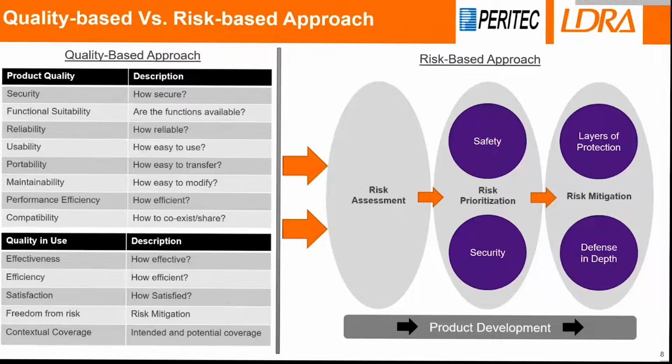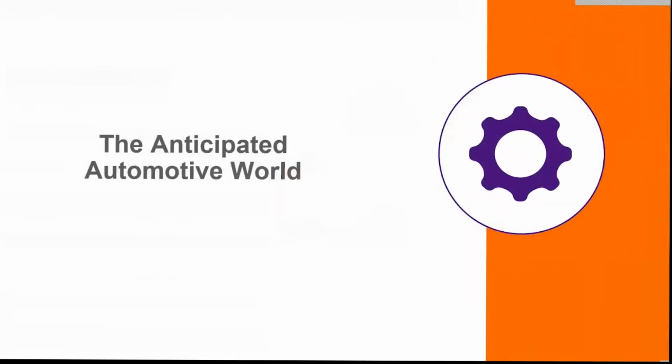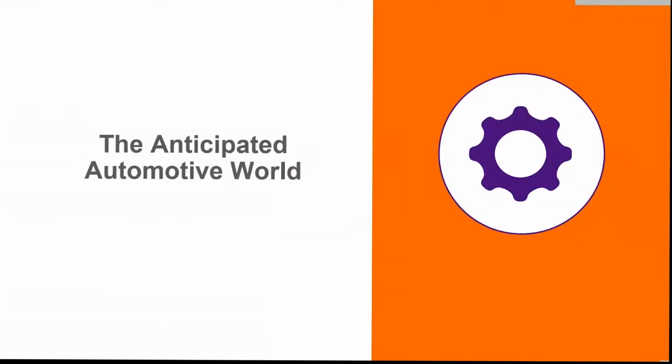And also when it is connected to the external world, a threat analysis and risk assessment has to be done where we need to identify the risk, prioritize the risk, classify it, and make sure that the risk mitigation goals are available, and this has become part of the security requirements. So safety requirements and security requirements are derived from the assessed risk and mitigation goals, and that will be the driving factor for developing a safe product or a secure product. So layers of protection or defense in depth will be implemented within the product to ensure that the product is safe and secure. So now let us look into the anticipated automotive world.